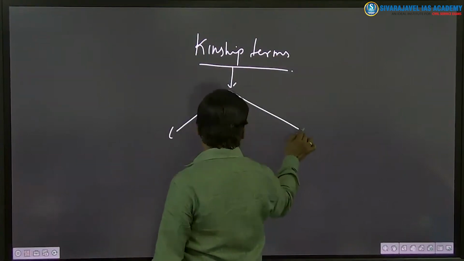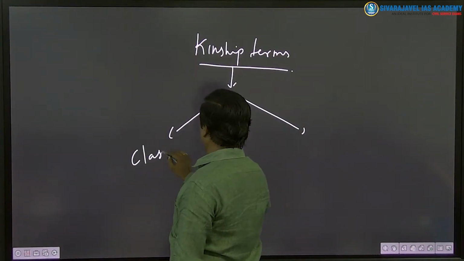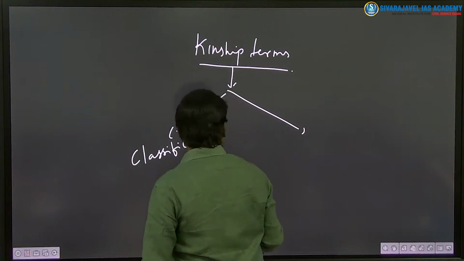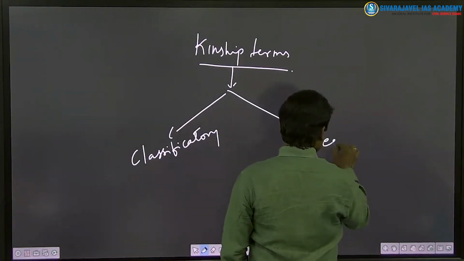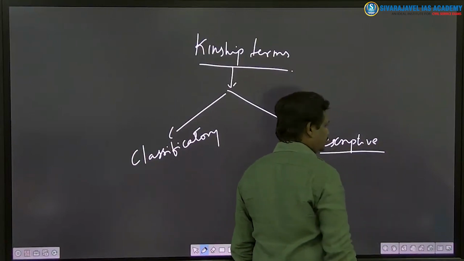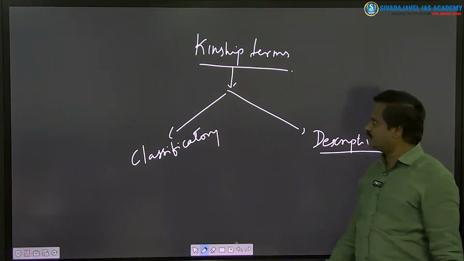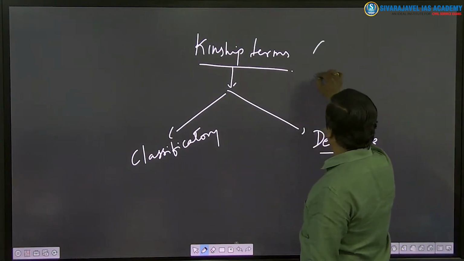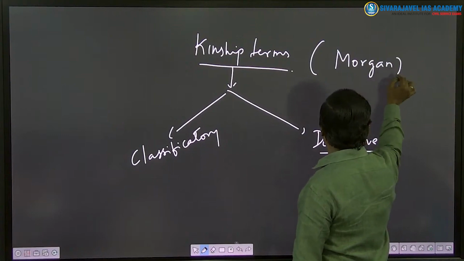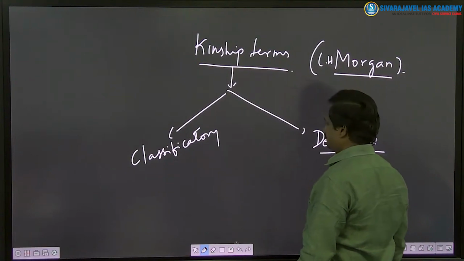There are two types of terms. One is classificatory, another is descriptive. So who divided this into two types? Morgan. L.H. Morgan divided it into two types.